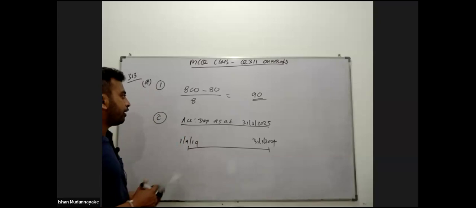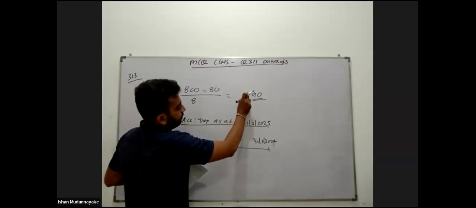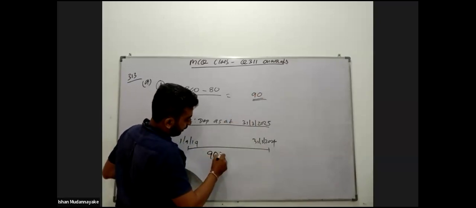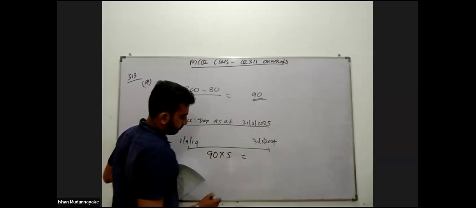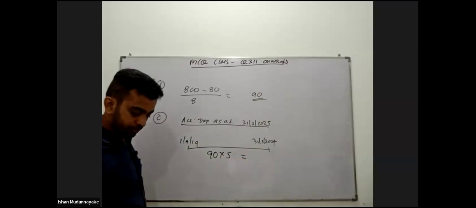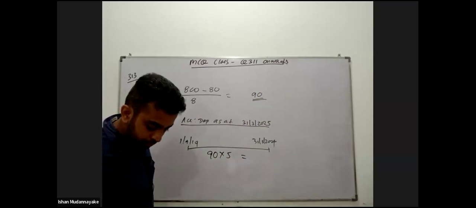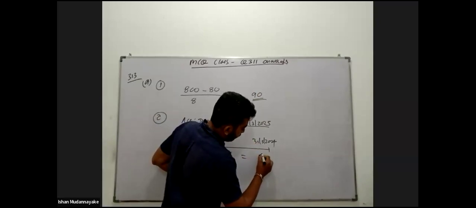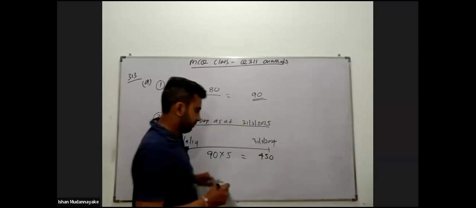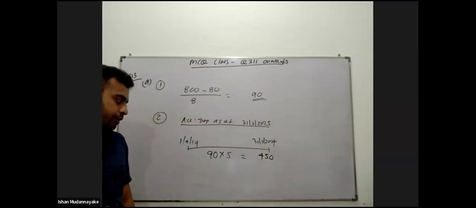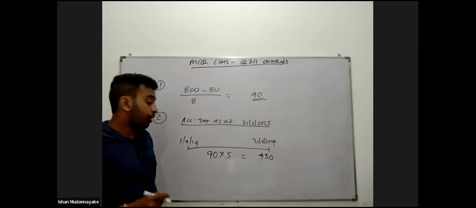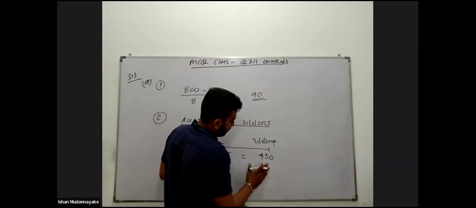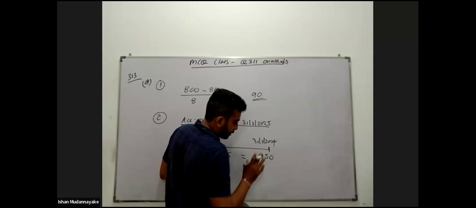Then depreciation over 5 years: first year depreciation 90,000 into 5 is 450. As at 31st March 2024, the total depreciation is 450.